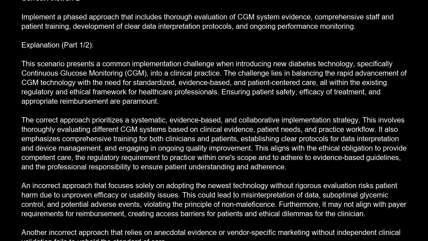The correct approach prioritizes a systematic, evidence-based, and collaborative implementation strategy. This involves thoroughly evaluating different CGM systems based on clinical evidence, patient needs, and practice workflow. It also emphasizes comprehensive training for both clinicians and patients, establishing clear protocols for data interpretation and device management, and engaging in ongoing quality improvement.